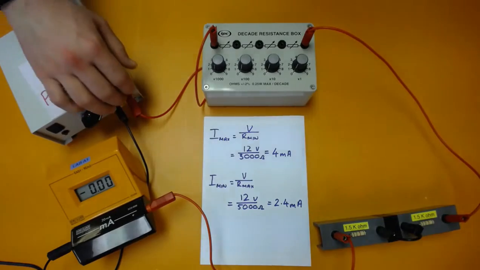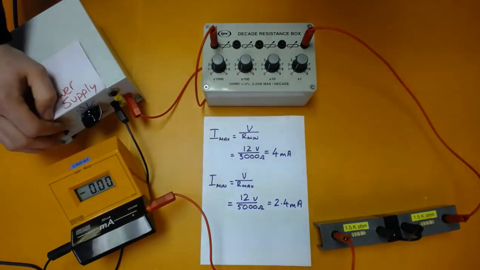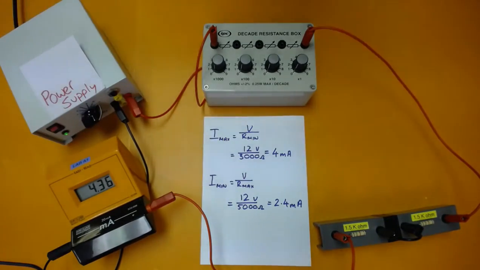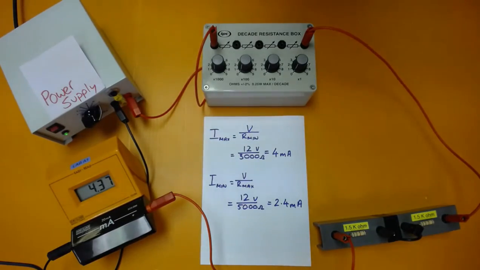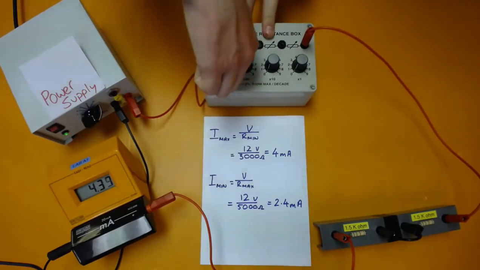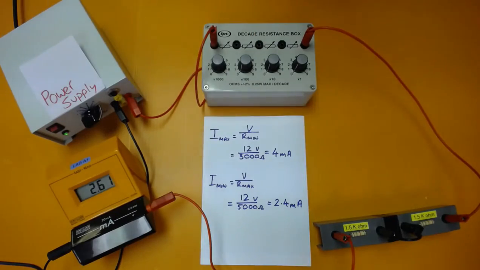But we can turn our circuit on to measure, to see if we're right. So this is with our minimum resistance, as this is set to 0. So we've got a current of around 4.4 milliamps. And if we set it to 2000 ohms, so that we have the maximum resistance, our current is around 2.6 milliamps.